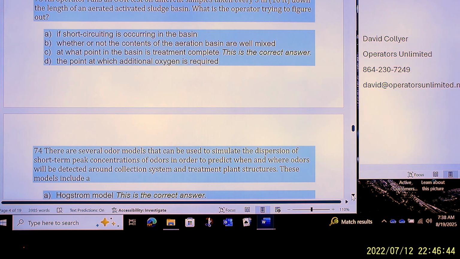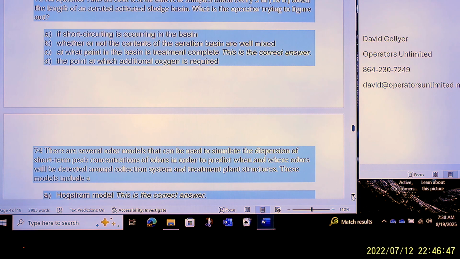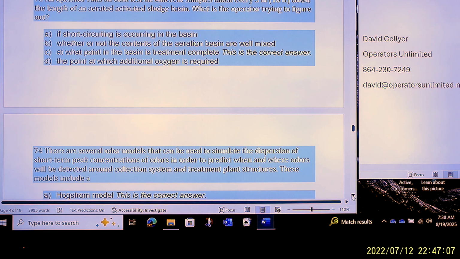73. An operator runs an OUR test on different samples taken every 10 feet down the length of an aerated activated sludge basin. What is the operator trying to figure out? A, if short circuiting is occurring in the basin. B, whether or not the contents of the aeration basin are well mixed. C, at what point the basin is treated completely. Or D, the point at which additional oxygen is required. The answer to 73 is C, at what point the basin is treated completely.